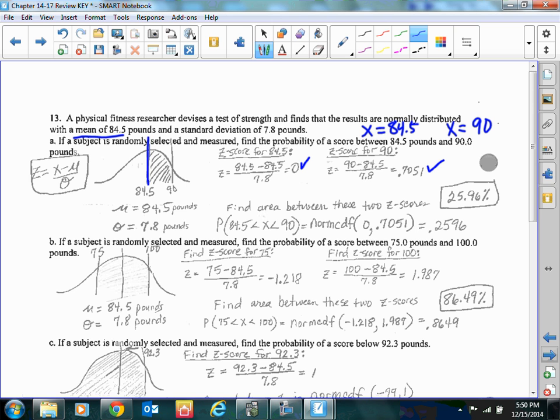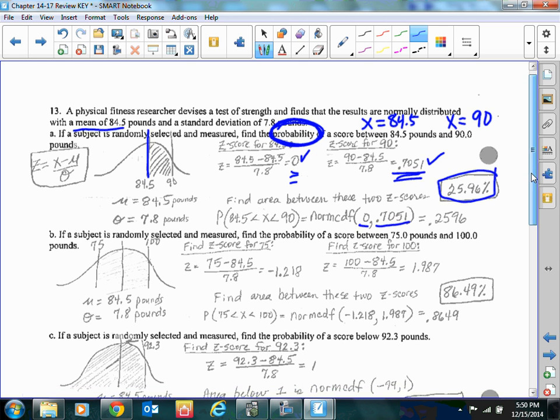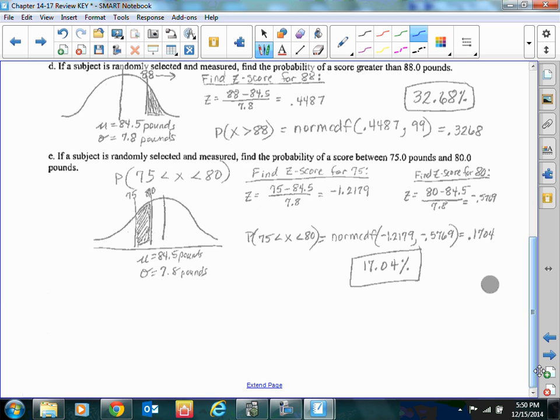So now find probability, find the proportion of observations. When you find percentage, you're not done until you have used norm CDF from low z to high z. So my low z is 0. My high z is 0.7051. So I put that into my calculator, norm CDF from 0 to 0.7051, and I get 25.96%.